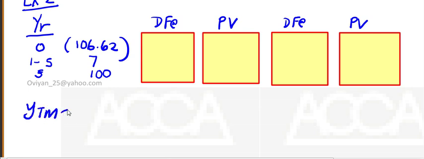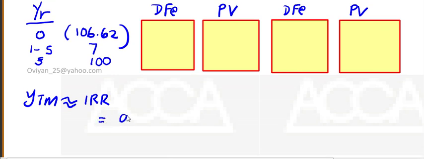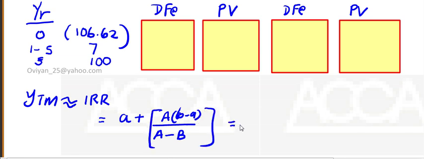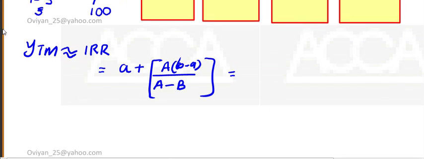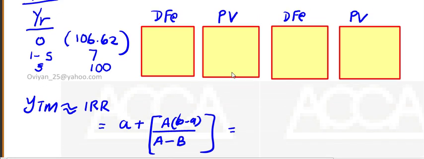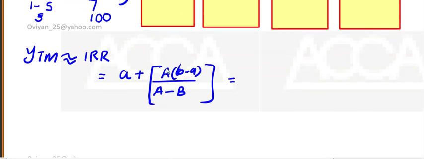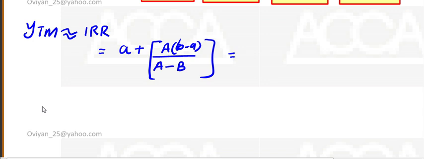We're going to tell the examiner that this is equal to the IRR method, which is equal to small a plus big A over big A minus big B, times small b minus small a. Keep all the space that you have in the exam. Just make sure you have enough space. Now we're going to guess the rate first. We're trying to guess what your first discount rate is going to be.